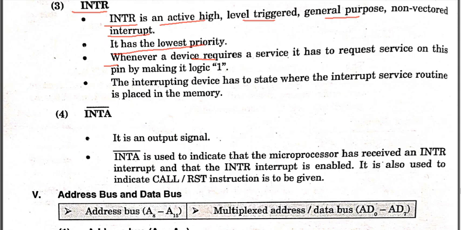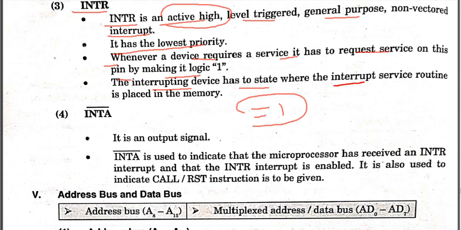So whenever a device requires a service, it has to request on this pin by making the logic 1, because this INTR is the active high signal. So whenever it will be a 1, it will get active. So the interrupting device has to state where the interrupt service routine is placed in the memory. So that is the interrupt request, which is the INTR.